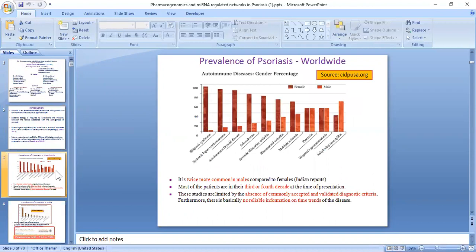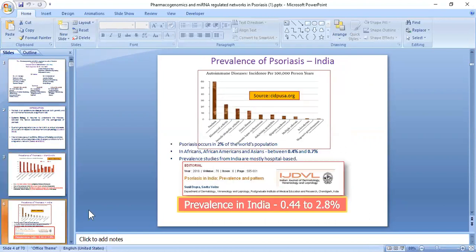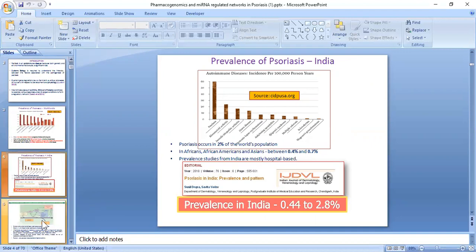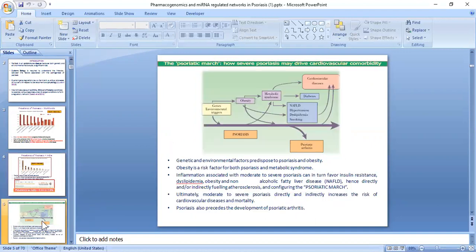With respect to the worldwide prevalence, it's twice as common in males compared to females. In the world population, it's 2%. With respect to African Americans and Asians, the range is between 0.4 to 0.7%. And these are the vital comorbidities that occur with psoriasis, and it can lead to cardiovascular disorders also.